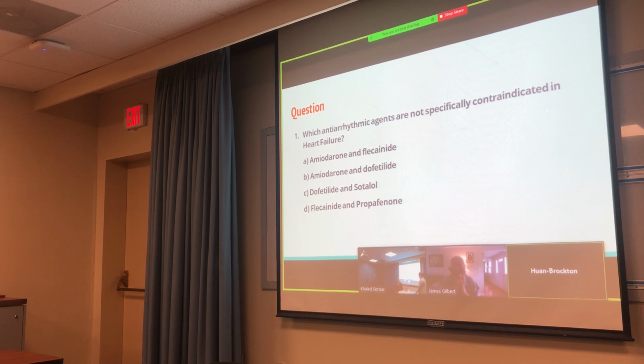So in the paper it says B, amiodarone and dofetilide. But I think sotalol is also among them, which they didn't say in the paper. I don't know why they say amiodarone and dofetilide. Yeah. But you can use sotalol for heart failure with reduced ejection fraction. You can use sotalol too. Okay.